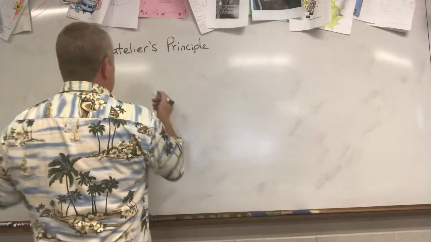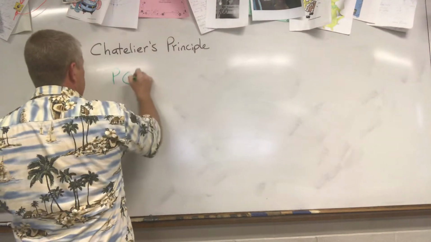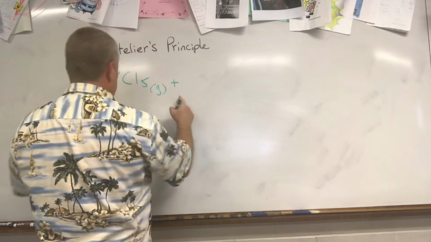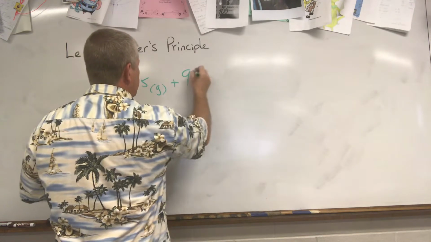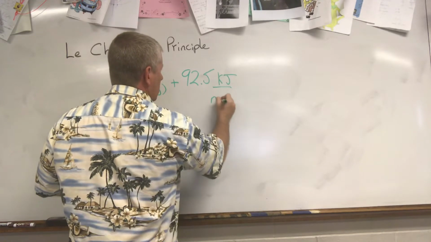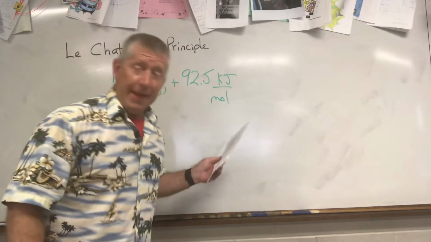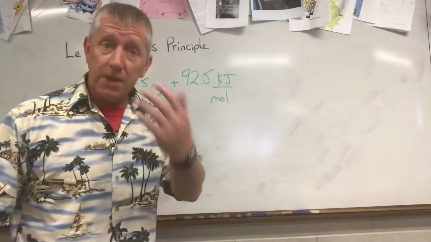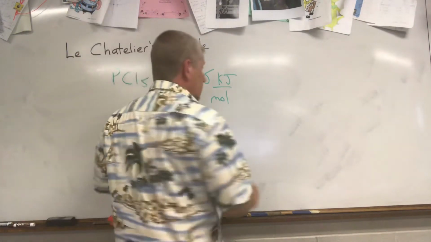Okay, what do we got? We've got some phosphorus pentachloride gas, plus, this is different. What's this? 92.5 kilojoules per mole. What? That's energy, people. And I hope you realize kilojoules, it's heat. It's heat energy. We'll talk about that in just a second.